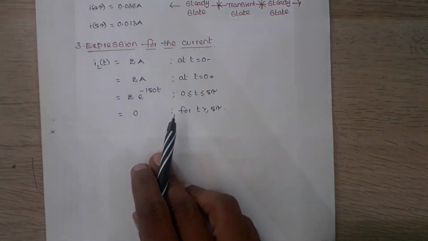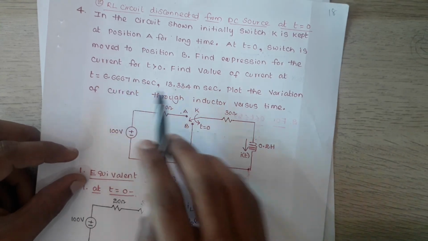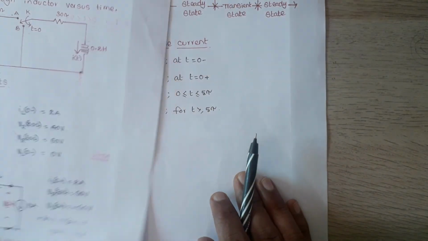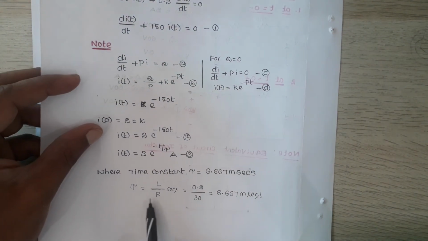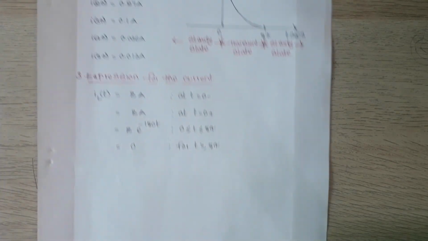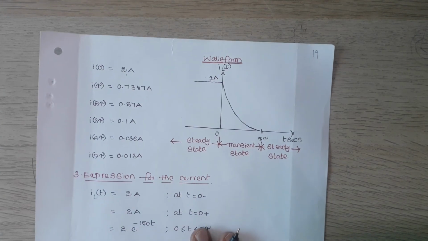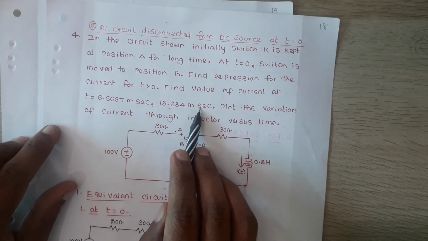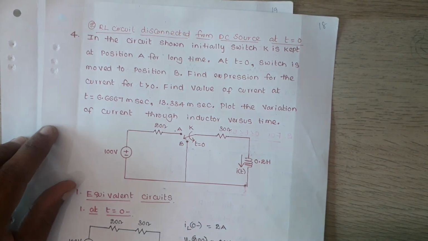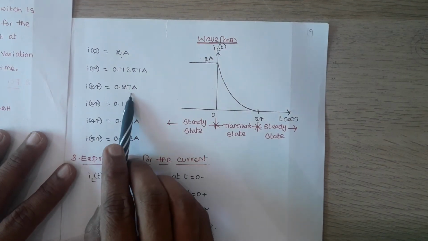Now you can answer the question. What he is asking is to find the value of current at t equal to 6.667 milliseconds. 6.667 milliseconds is one time constant. At one time constant, current is 0.7357 amperes. Next, find the value of current at 13.334 milliseconds, which is 2 time constants. At 2 time constants, current in the circuit is 0.27 amperes.